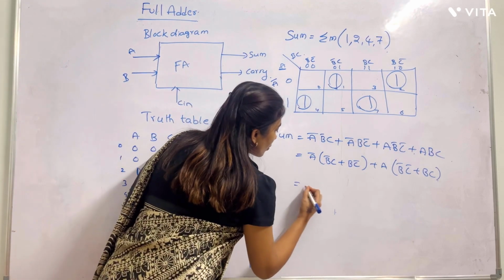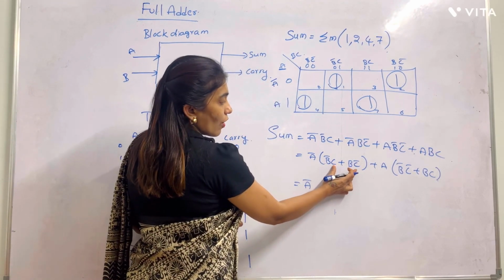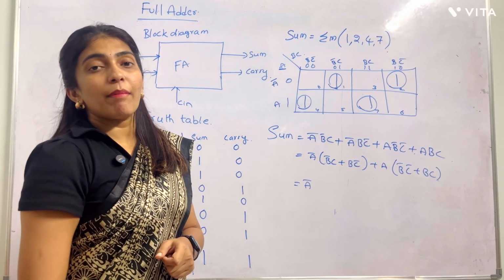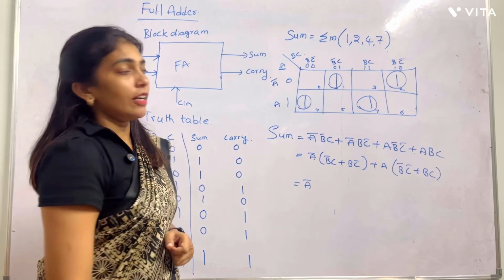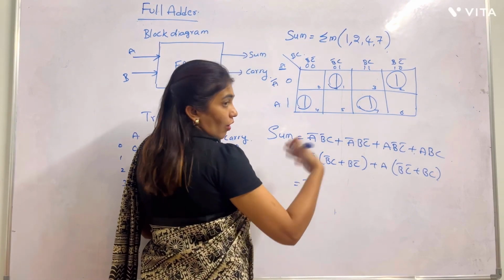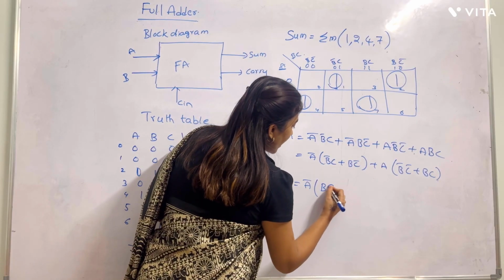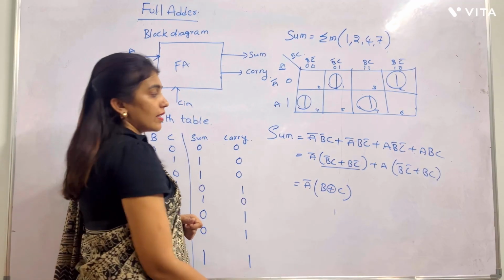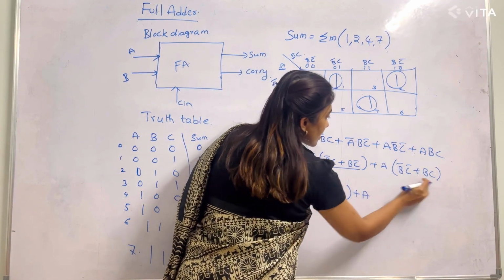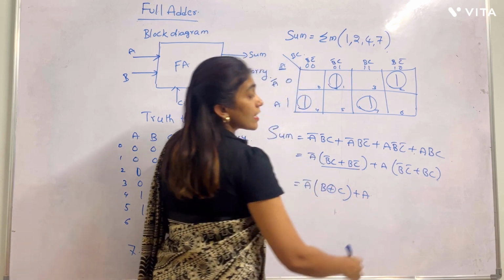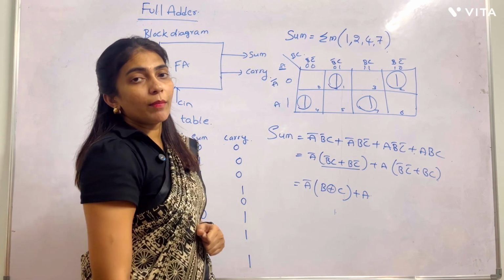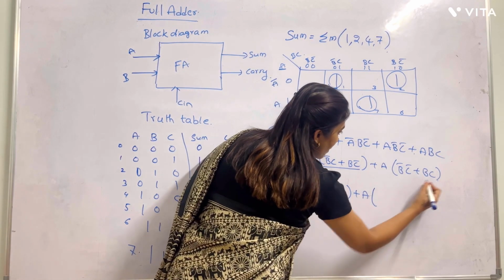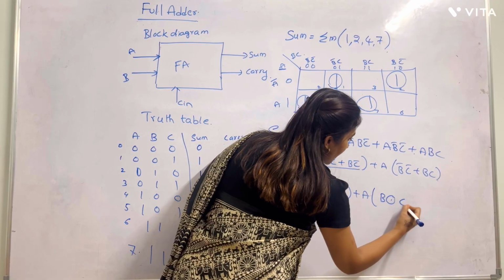Okay, right. So A bar, this is the formula for A XOR B. You know the formula for the XOR gate, A bar B plus A B bar, right? So this is the expression in that form only. So B XOR C, this expression I am simply writing as B XOR C. Next plus A into, this is the formula for the XNOR gate, right? A XNOR B formula is A bar B bar plus AB. So simply B bar C bar plus BC is B XNOR C.